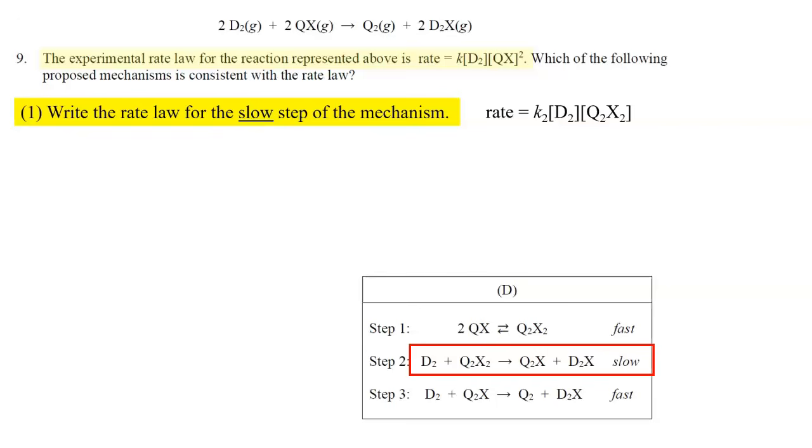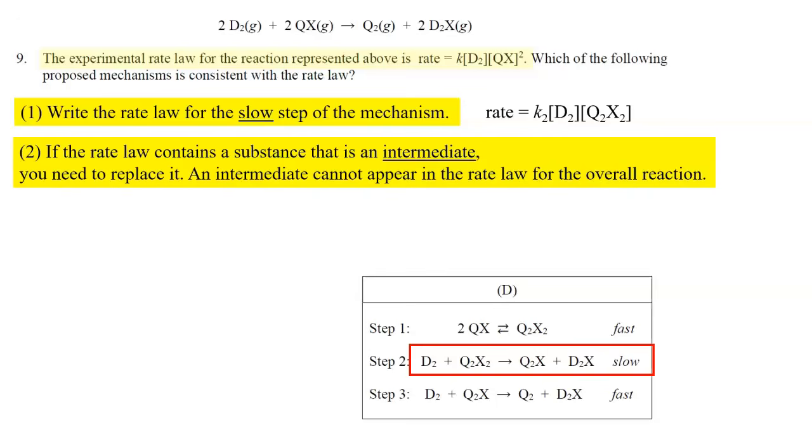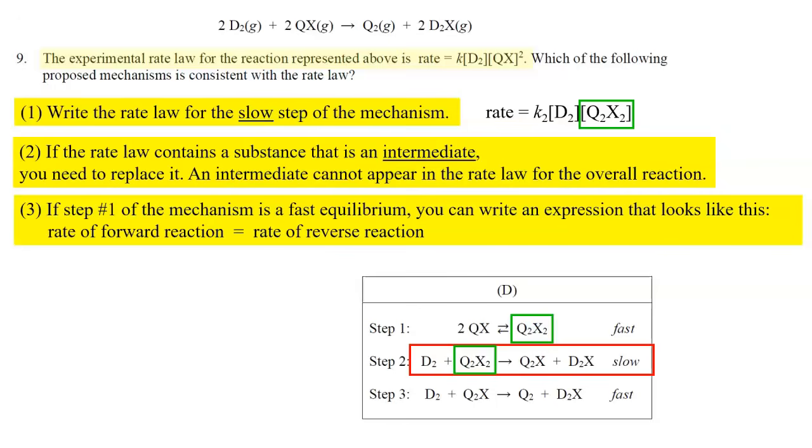Now that is the substance that's the problem. Q2X2 is actually an intermediate, and now we need to replace Q2X2. So I'm going to go ahead and write the equation for step 1, which is that rapid equilibrium. The rate of the forward reaction is equal to the rate of the reverse reaction. So k1 times the concentration of QX squared for the forward reaction from left to right is equal to k minus 1 times the concentration of Q2X2 for the reverse reaction.